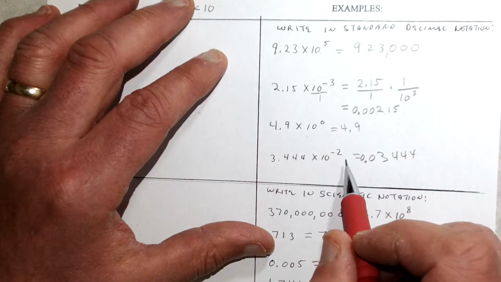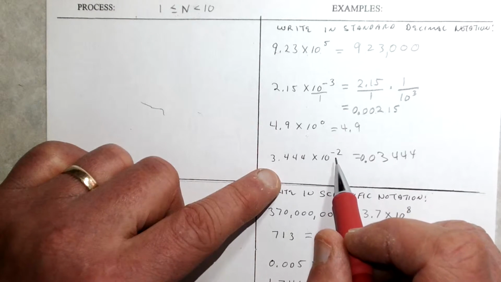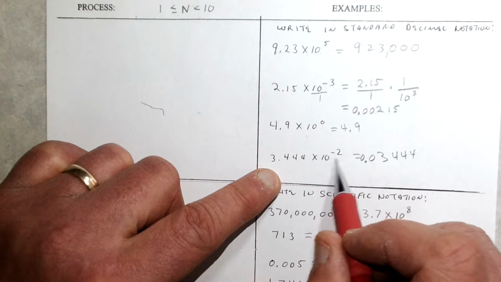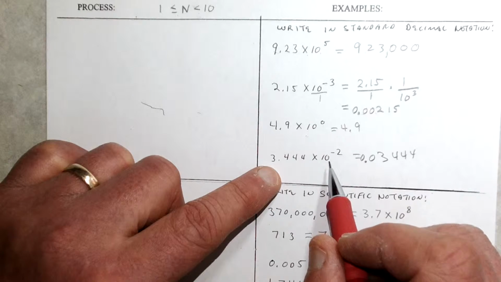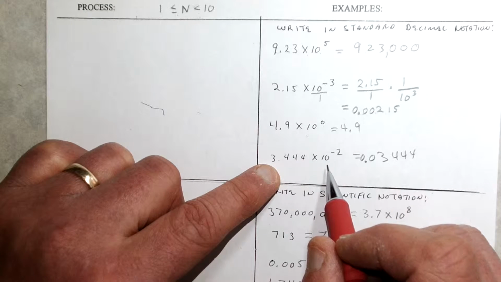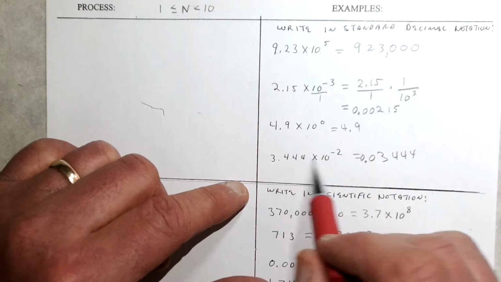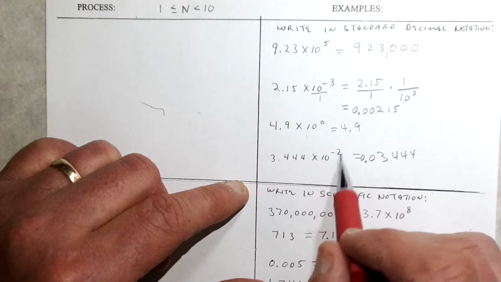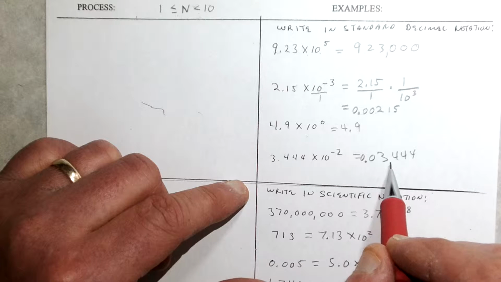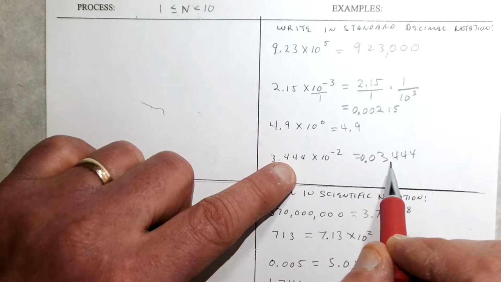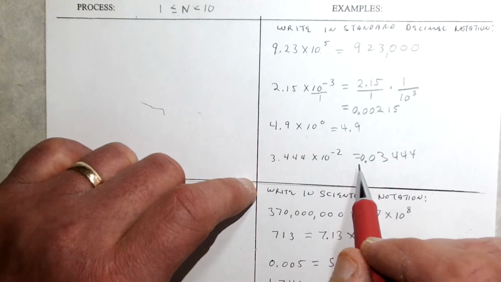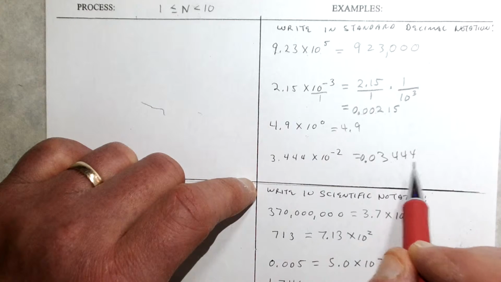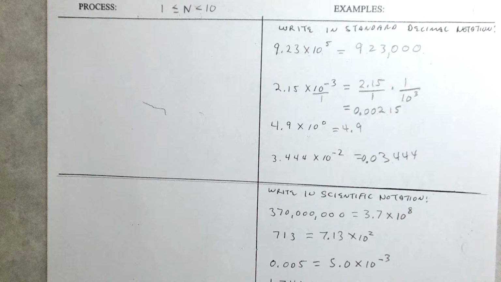Here's another negative problem. Okay, so we know, I said, anytime you have a negative power, you know your decimal form of this scientific notation will be less than 1. In fact, I should be dividing by 10 squared or moving my decimal from this original spot over 1, 2 places to the left, and 0.03444 would be the decimal equivalent.